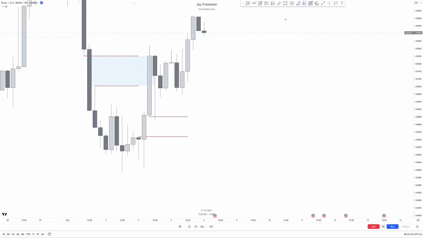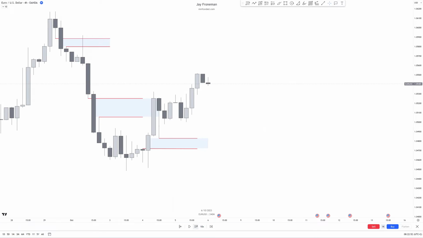You'll see over here, price already wicked this fair value gap, but didn't fulfill all of it. So therefore, in this scenario, if price just wicks the entry of a fair value gap, it is 100% valid to move that fair value gap to that next wick, as this gap still acts as a valid fair value gap. Okay, so let's highlight this as our FVG.